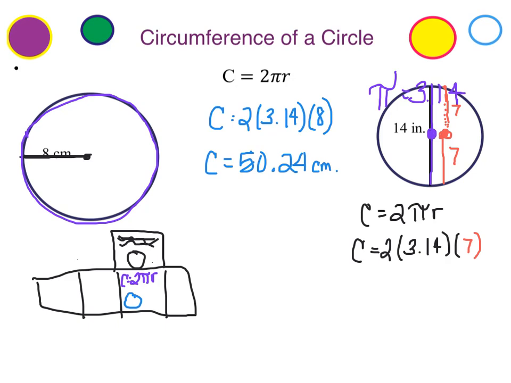So now when we multiply 2 times 3.14 times 7, we get a circumference of 43.96 inches. That is the distance around that circle. Be sure you have this example either on your foldable or in your notes before moving on.